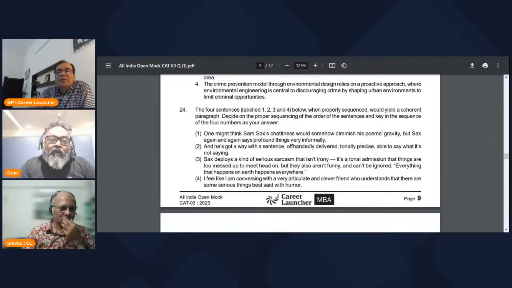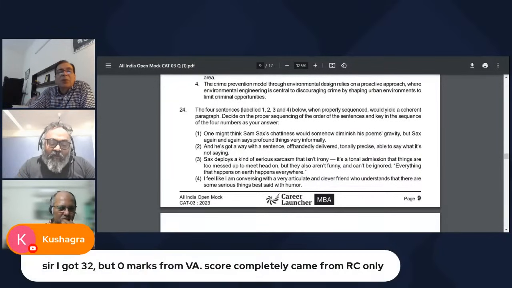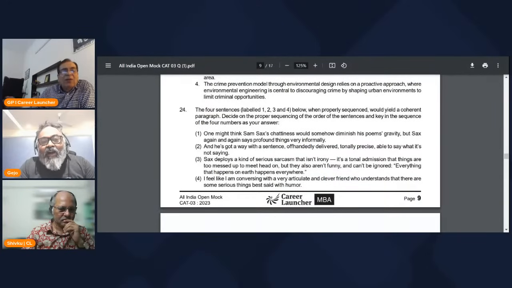And this is interesting. Kushagra says he got zero from verbal, but 32 from QA and RC, which is fine. Kushagra, I don't have an issue with this, because at the end of the day your percentile will depend on the total marks, which is what you have got. So yes, you still need to see which were those 2 or 3 verbal questions you could have got right, so that you're able to take care of that in future also.